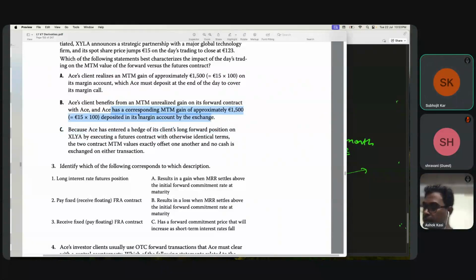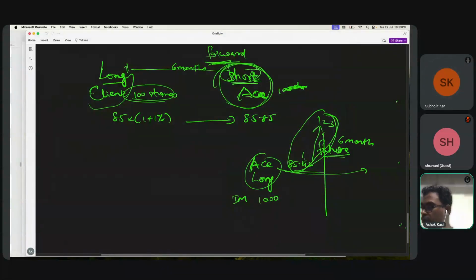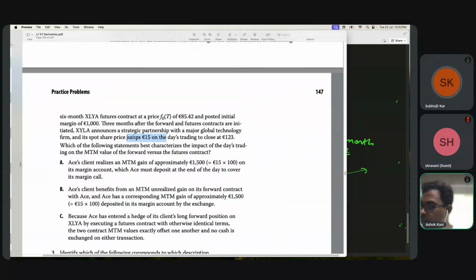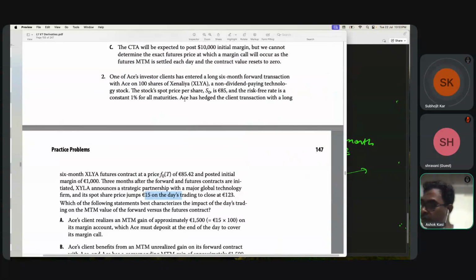You understood the reason? Overall, it has gone up much higher. See, 123 minus 85.42, that is their profit. However, on that day, 15 is the profit, multiplied by the number of quantities, which is 100. Why is it 1500? Because on this day it went up by 15, right? On the day's trading. So from that day's trading perspective it is correct, and it is for 100 shares.